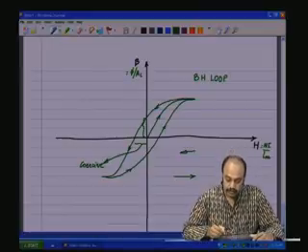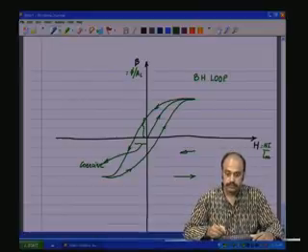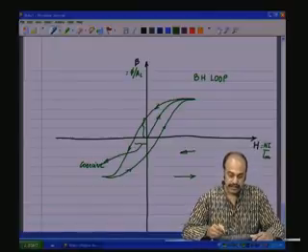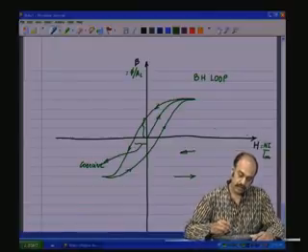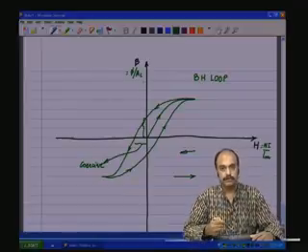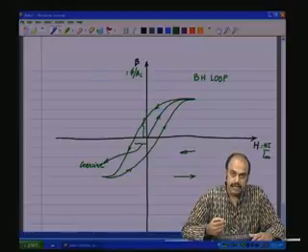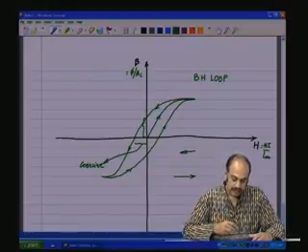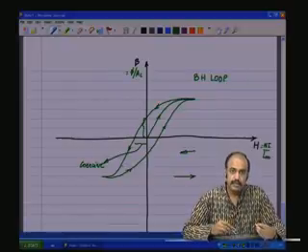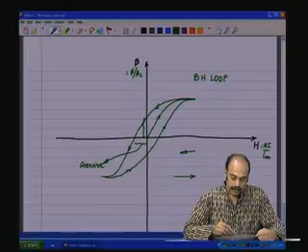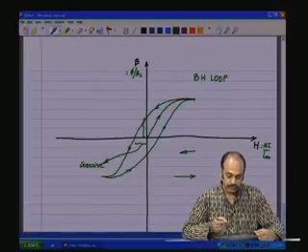So, the magnetomotive force, which is proportional to the magnetic field intensity, is not linearly related to the flux in the core or the flux density B in the core. It is related by this kind of a graph which exhibits hysteresis, and this is called the BH curve or the BH loop.